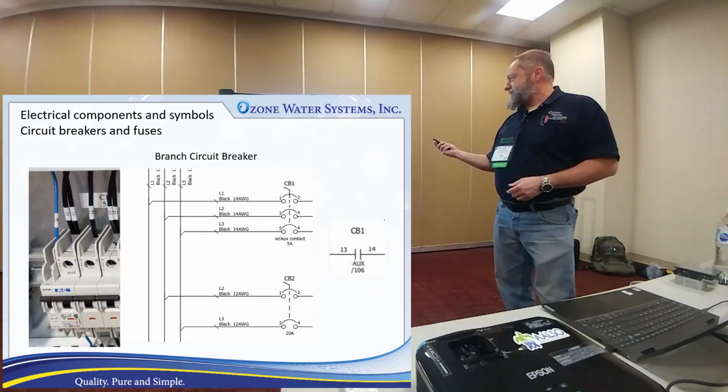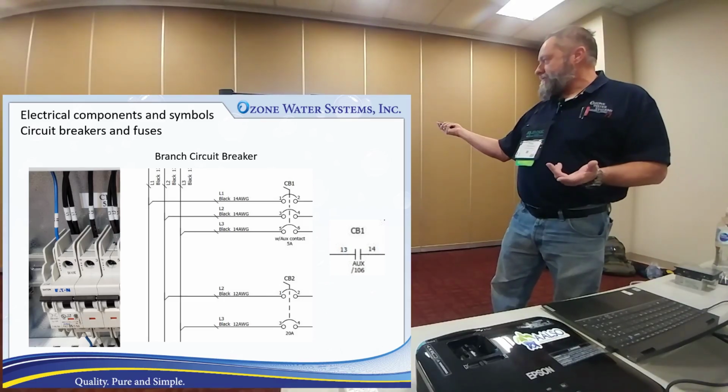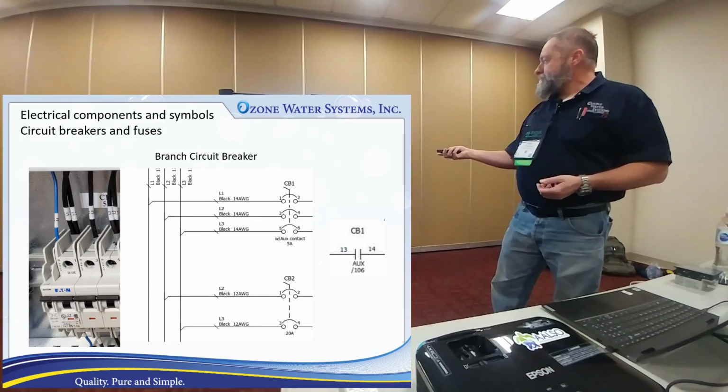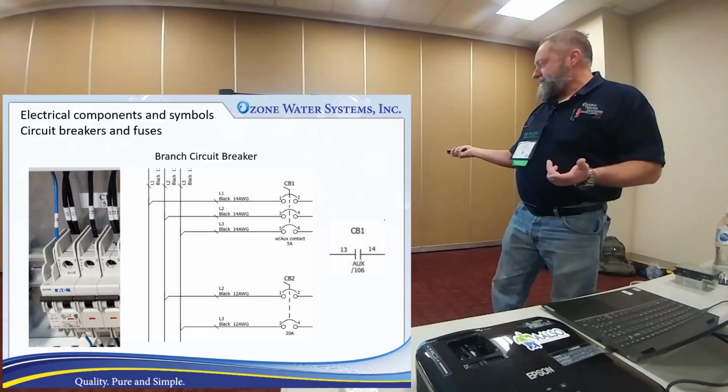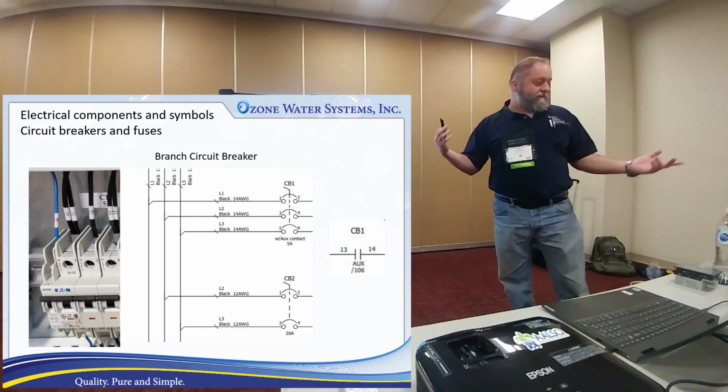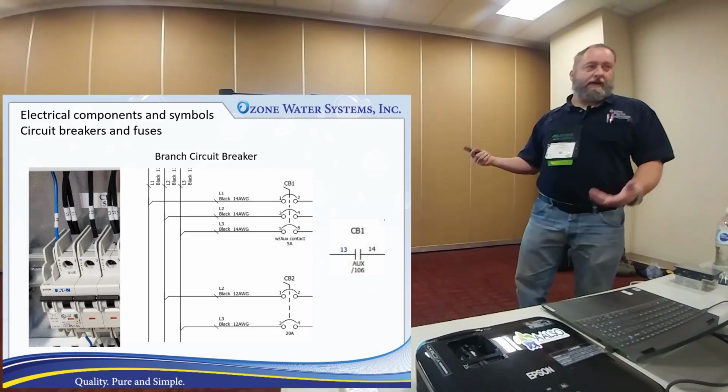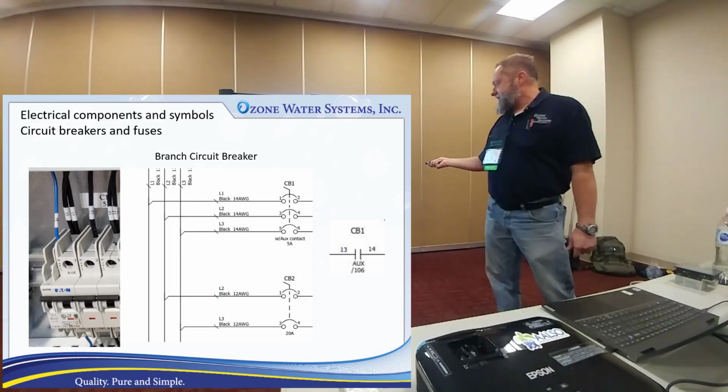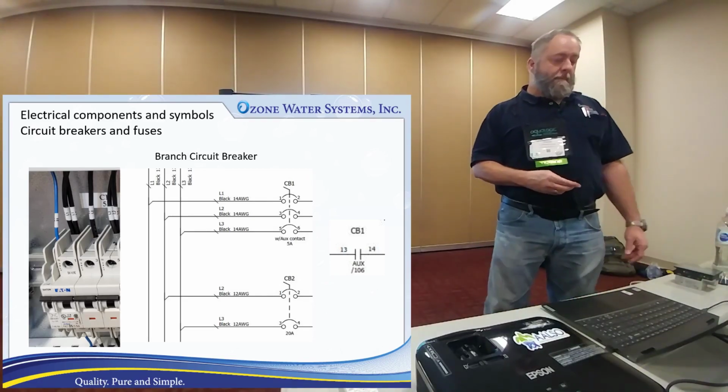From there we get into the branch circuit breakers, which can be the same kind of breakers you've seen in the main circuit breaker. It could be single phase, three phase, depends on what you've got. Like this three phase would be going to a pump, for example, or a single phase might be going to the oxygen concentrator.